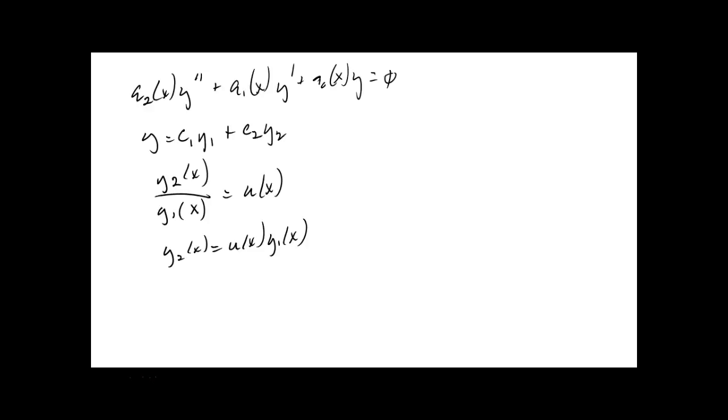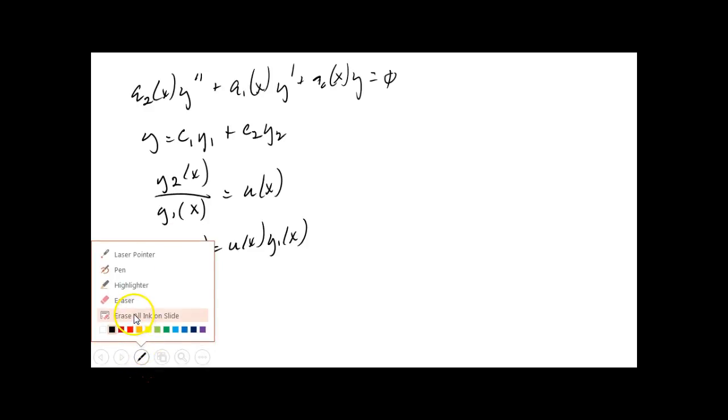That function u of x can be found by substituting this thing that I just wrote down here into the given differential equation. That's called a reduction in order. Okay? So let's do example 1 and see if we can make all those words make some sense.